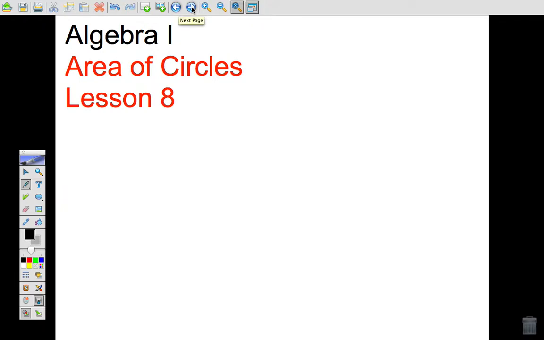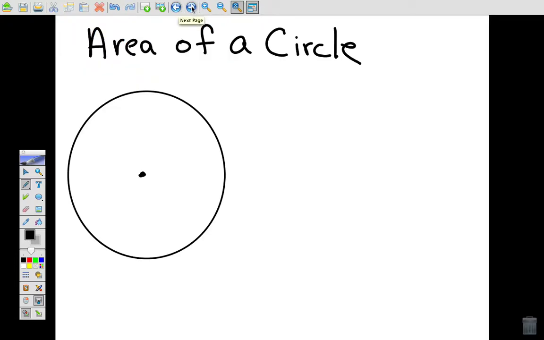Okay, another part of area is area of circles, and this is from lesson 8 yet. Remember, we've already talked about area of squares, rectangles, and also area of triangles. Now the next step is the area of circles. Now first of all, the area of a circle. In your notes, let's write down the formula for that.